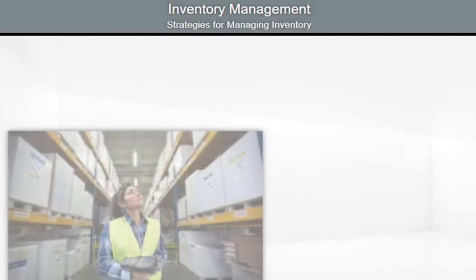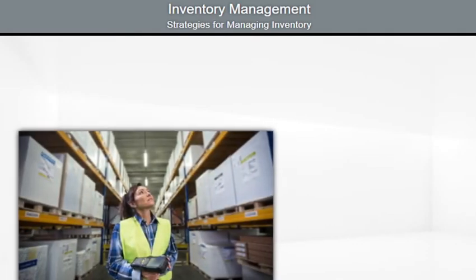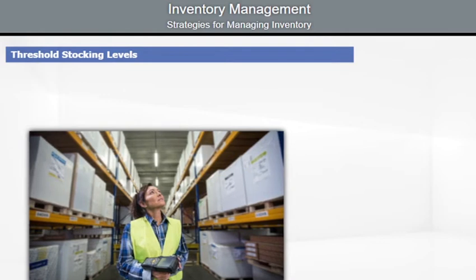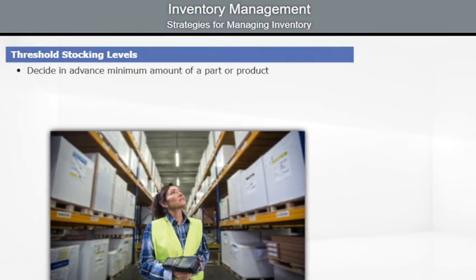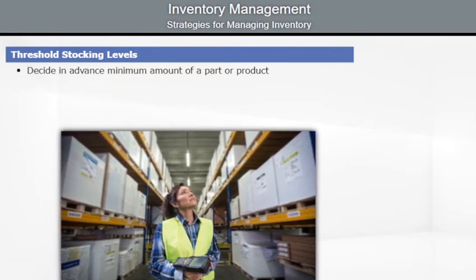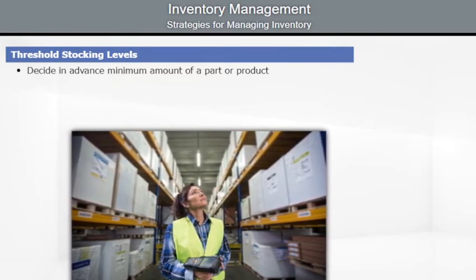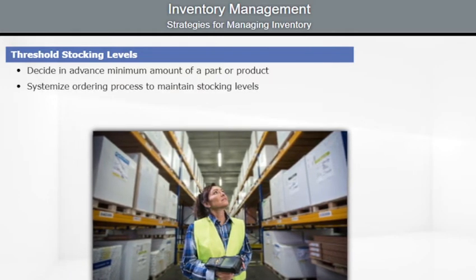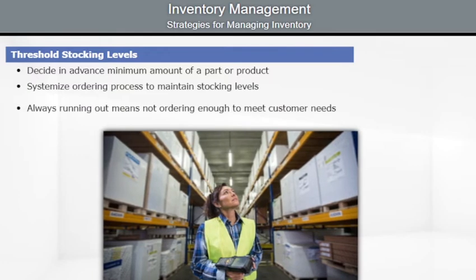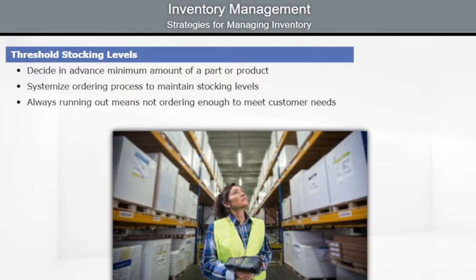Also directly related to low stock alerts is making sure you have threshold stocking levels. This means that you decide in advance what the minimum amount of a part or product should be on hand at all times. Once the amount dips below the level you've predetermined, your system can be set to immediately order more. This helps systemize the ordering process. Running out of some parts or products creates a low level of service, resulting in lost sales and customer dissatisfaction. On the other hand, never running out of stock on certain parts could mean you've got excess inventory.